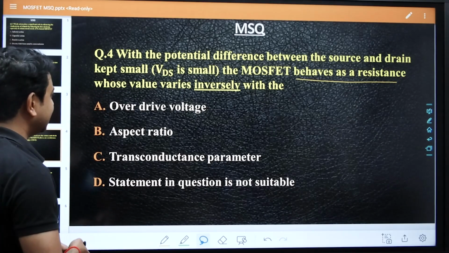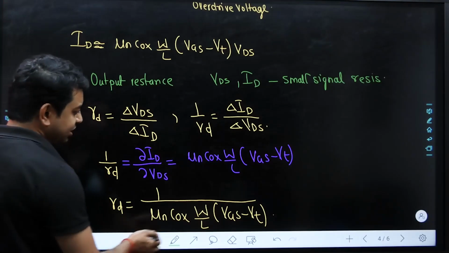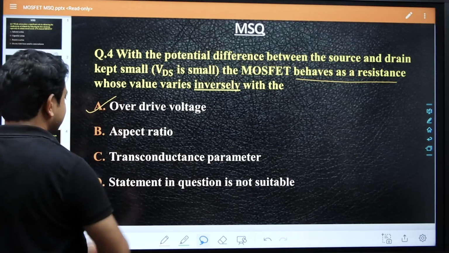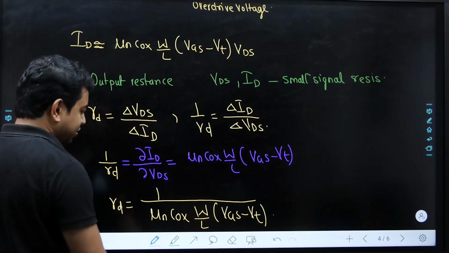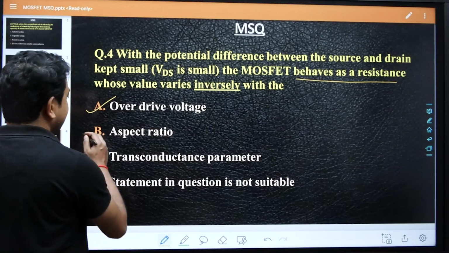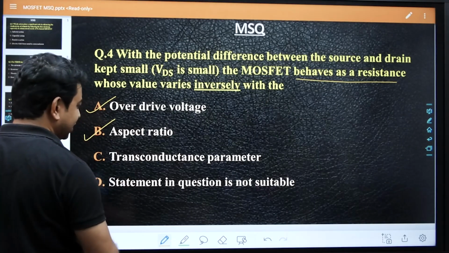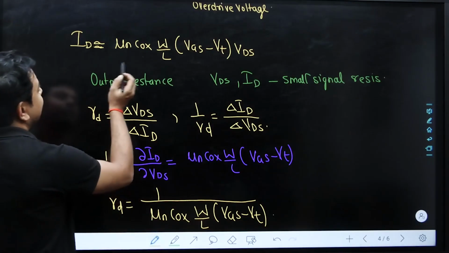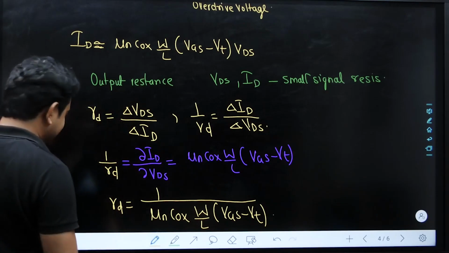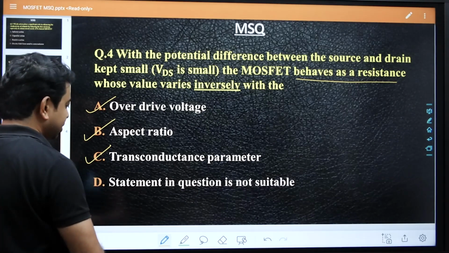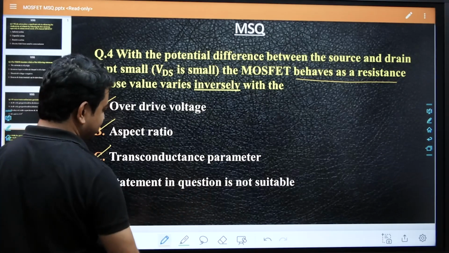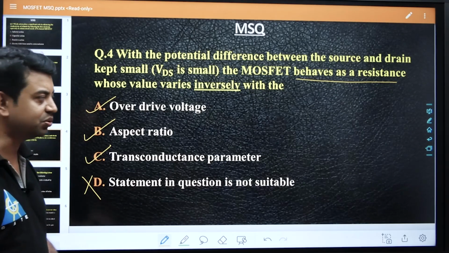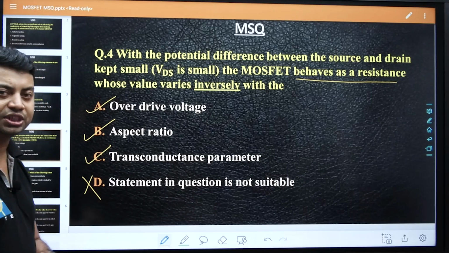So the overdrive voltage, which is given by VGS minus VT, is inversely proportional to resistance, so this is going to be a tick mark. The aspect ratio, that is W upon L, is also inversely proportional. The transconductance parameter, which is equal to mu n Cox, is also inversely proportional. The statement in the question is not suitable, this is wrong. So the correct answer for this MSQ is options A, B and C.